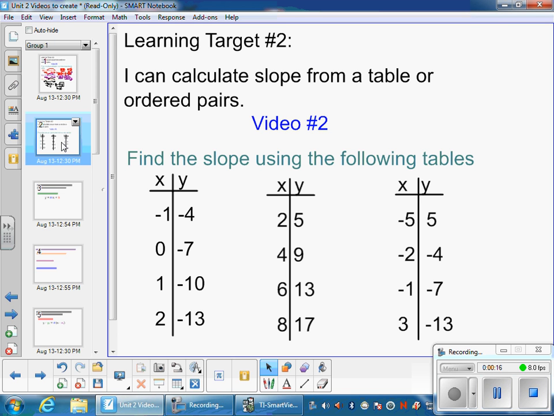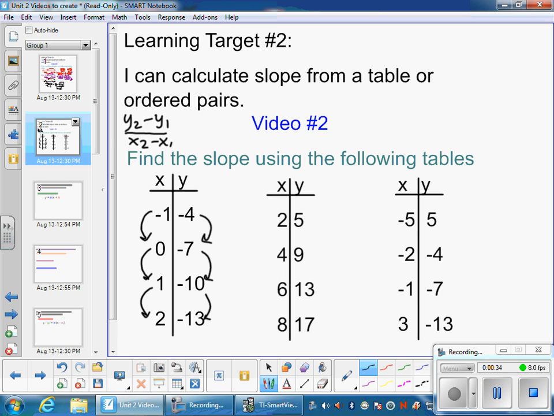It's the same idea that you used before where you did y2 minus y1 over x2 minus x1. But instead of really writing out the formula, we're just going to calculate it on the table. So we're going to find the difference in our x's and the difference in our y's.